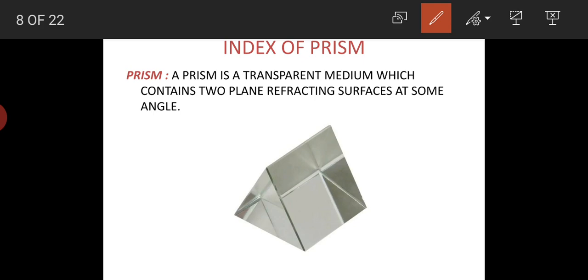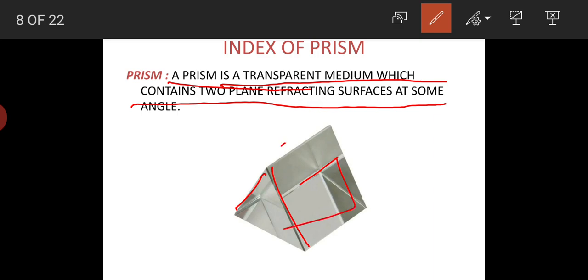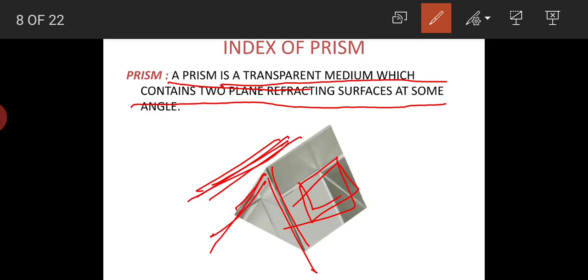First, let us see what a prism is. A prism is a transparent medium which contains two plane refracting surfaces at some angle. This is one plane refracting surface, and on the back side there is another plane refracting surface. These two refracting surfaces are arranged at some angle. It is nothing but a prism.